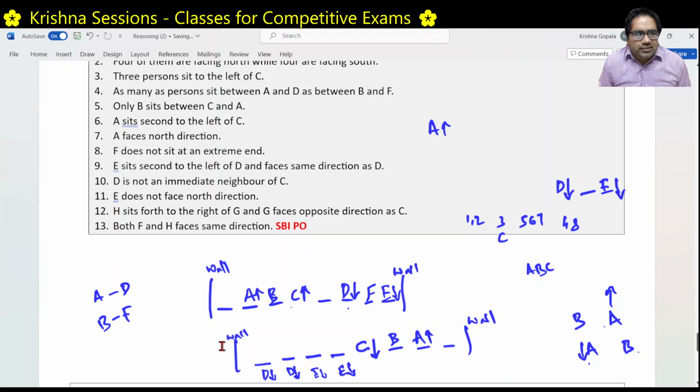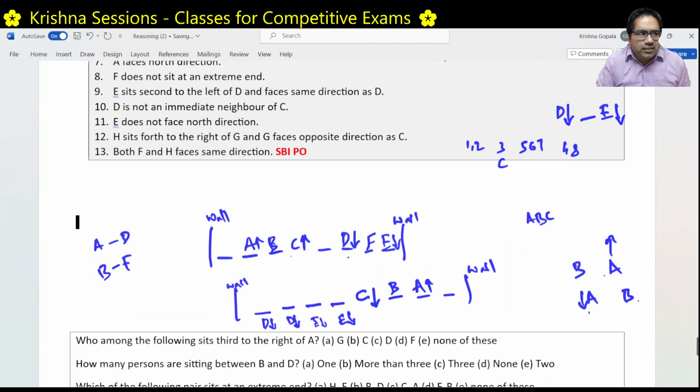In the second case, between A and D, let's see. If this is A and this is D, where should F sit? Between A and D, how many slots are there? One, two, three, four, five. Five slots are there. If D is here, then F should be outside.